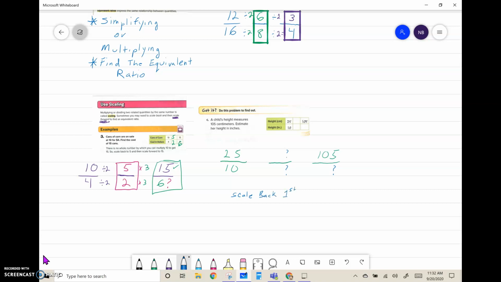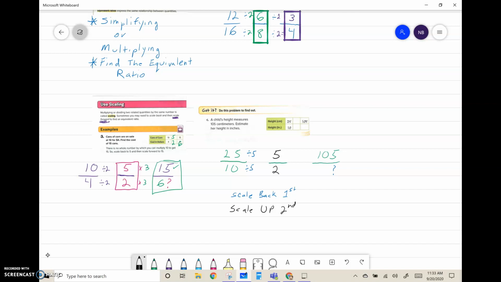If I divide both of these by a common factor, we could talk about the GCF and the LCMs that we did in lesson 1. This common factor is going to be a 5. If we divide 25 by 5, we get a 5, and that takes care of that. If I divide 10 by 5, I get a 2, and that takes care of that. Now that we've scaled back, we're going to scale up.